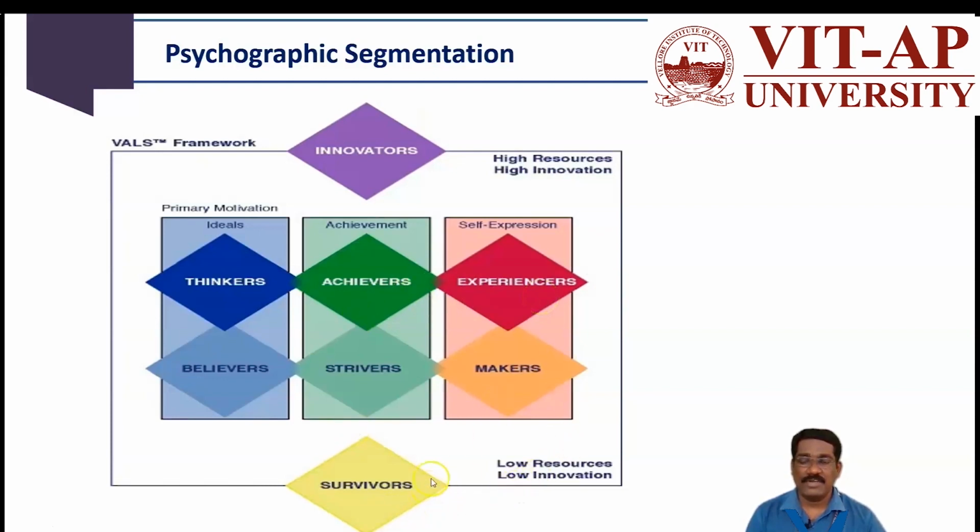And the survivors are very price conscious, and they have low resources, and normally they are occupied with low innovation, and they are considered to be under the category of believers, strivers, and makers segmentation. And every year there is a lot of updating on the Strategic Business Insights website. You can Google it and get more information on the latest updates about the segmentation process done in the US.